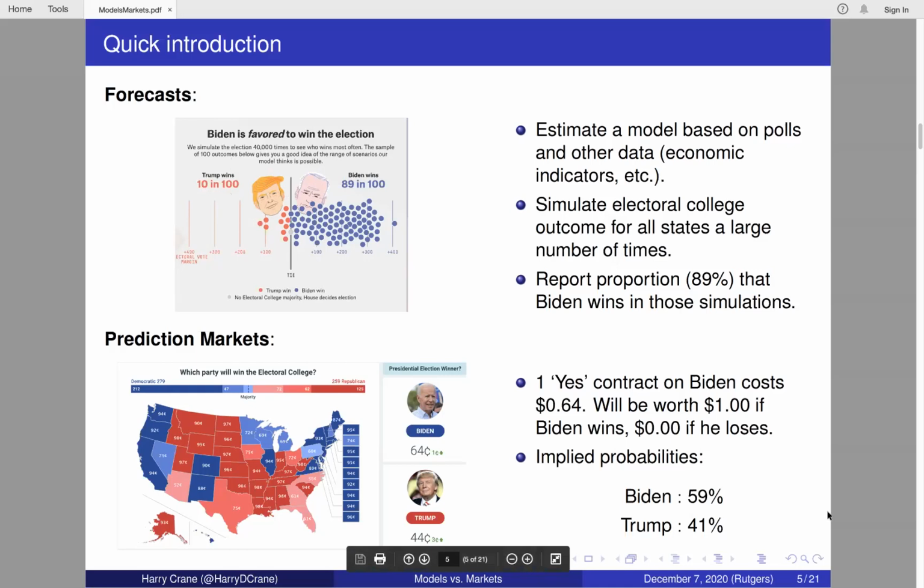In the markets, it's very different. There are ways you can go into the market and buy what's called a yes contract or a no contract, but we'll just talk about yes contracts. One yes contract on Biden at this particular time was selling for 64 cents. What that means is that there was a match at that point. Somebody said, I'm willing to buy one yes share for 64 cents, and somebody else said, I'll sell you one for 64 cents. That's why the market's showing that price at this time. And what that price means is that this 64-cent contract will either be worth $1 or $0. It'll be worth $1 if Biden wins the election, $0 if he loses it.